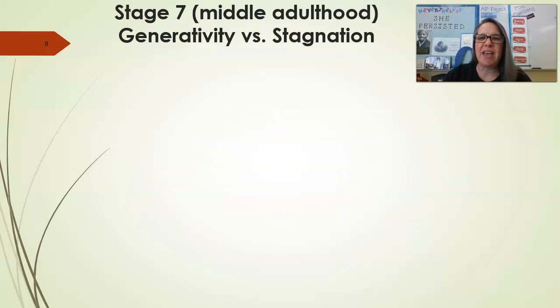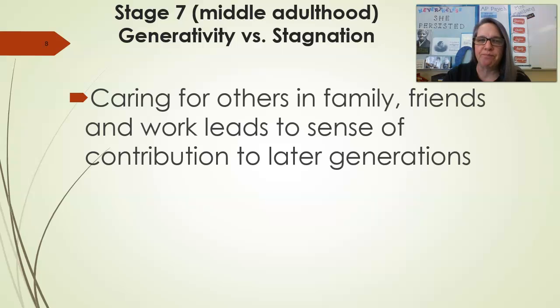All right, stage 7, middle adulthood. Okay, we're talking usually like late 30s, 40s, 50s, maybe even into 60s here. And this stage is generativity versus stagnation.